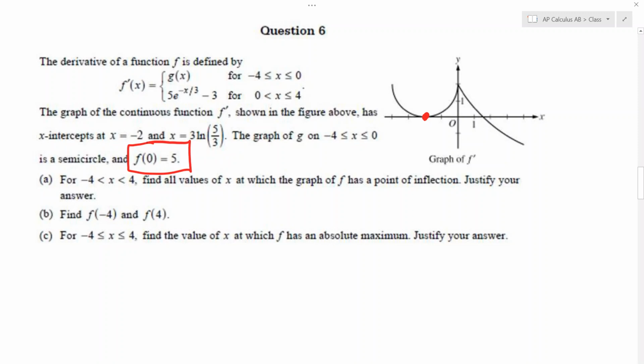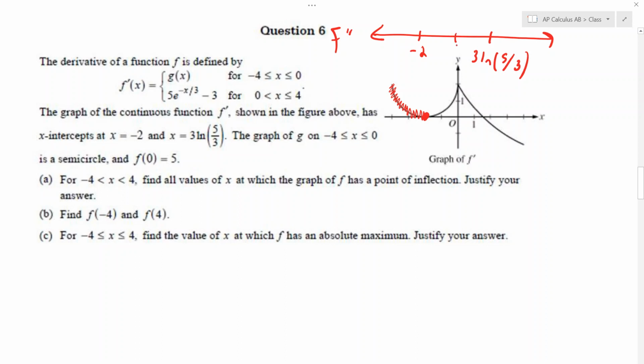Okay? So, find all values for where f has a point of inflection. Well, here's our rule. We need f double prime to change sign. Okay? So, because I have a graph of f prime, I know that starting out here, what's f double prime on this interval? Negative, and then it's positive. I'm just going to go ahead and make a little number line for f double prime. We have -2, and we have 3 ln 5/3. Cool. And we also have 0 is going to matter. We don't need 3 ln 5/3. I'm sorry. We just need -2 and 0.